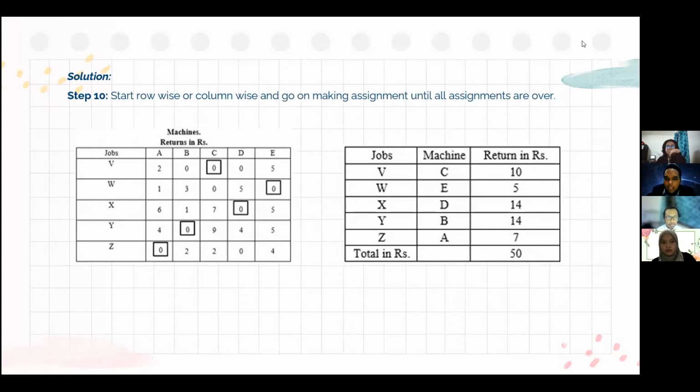So we start row wise or column wise and go on making assignments until all assignments are over. The cells with zero entries provide the optimal solution. So job B is assigned to machine C, job W to machine E, job X to machine D, job Y to machine B, and job Z to machine A. So the maximized total return of this company is equal to 50.